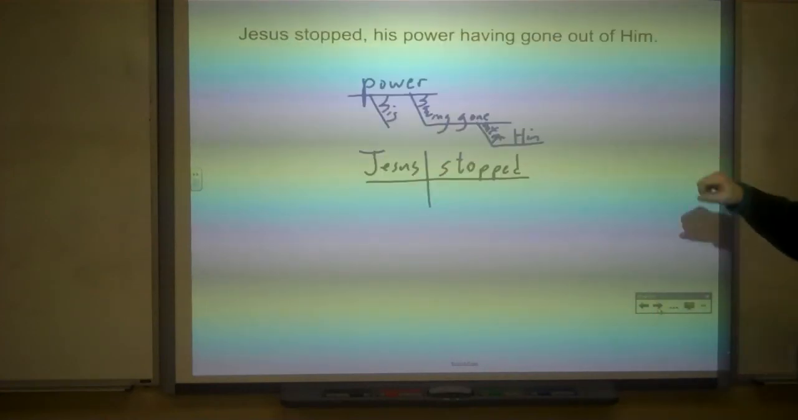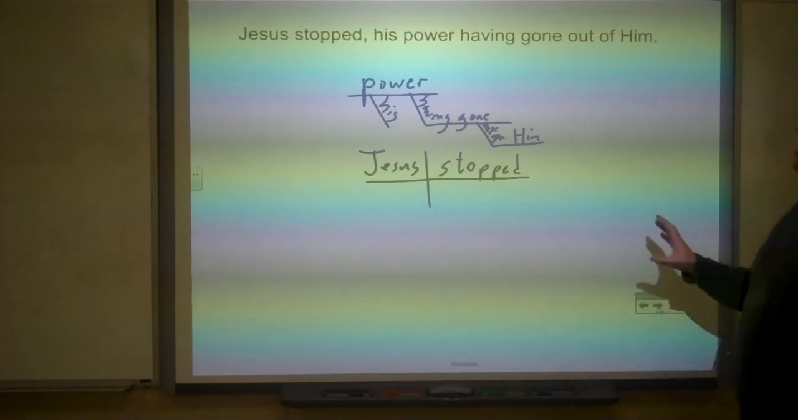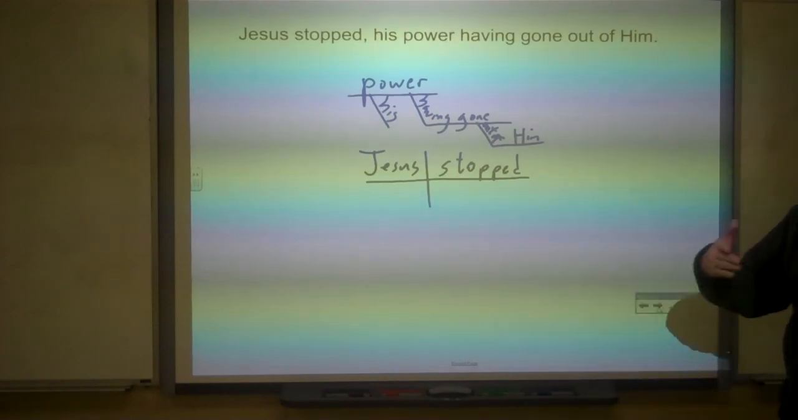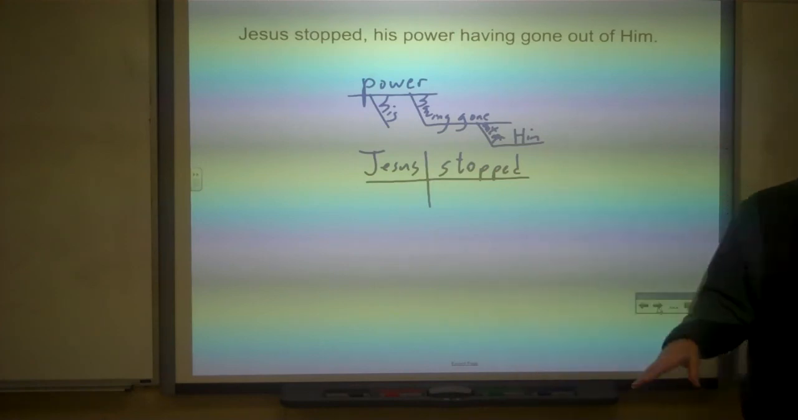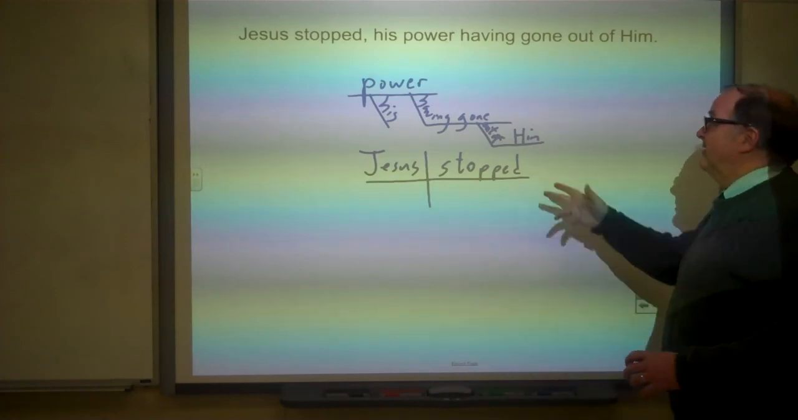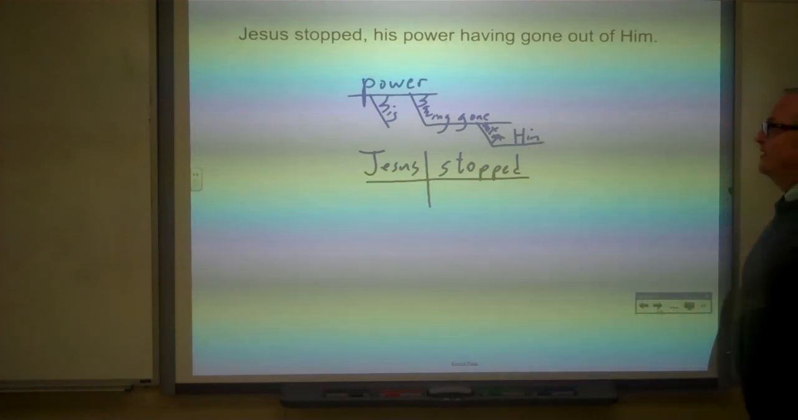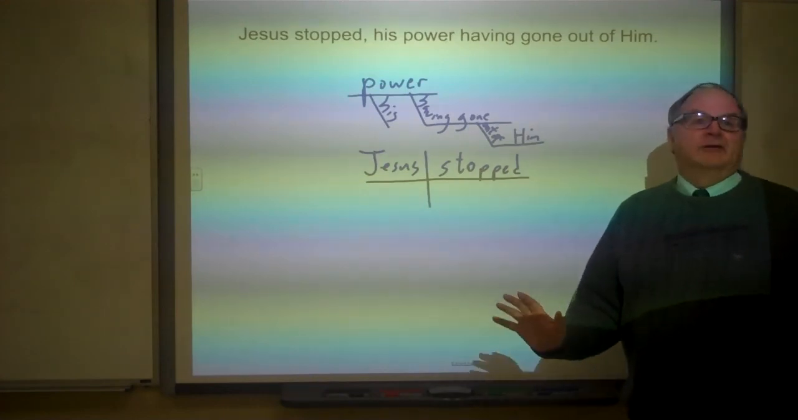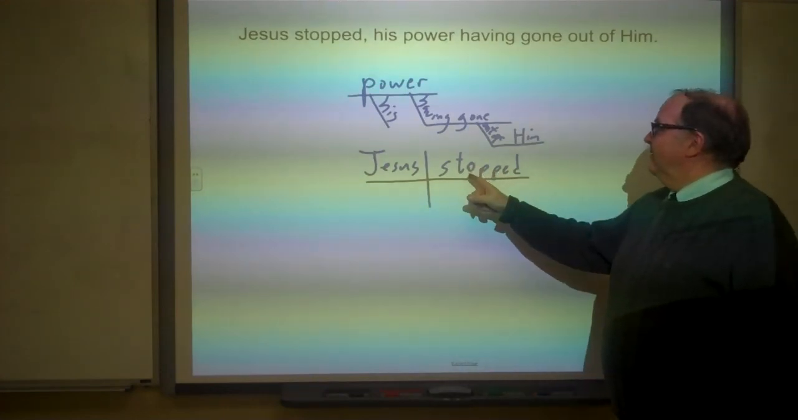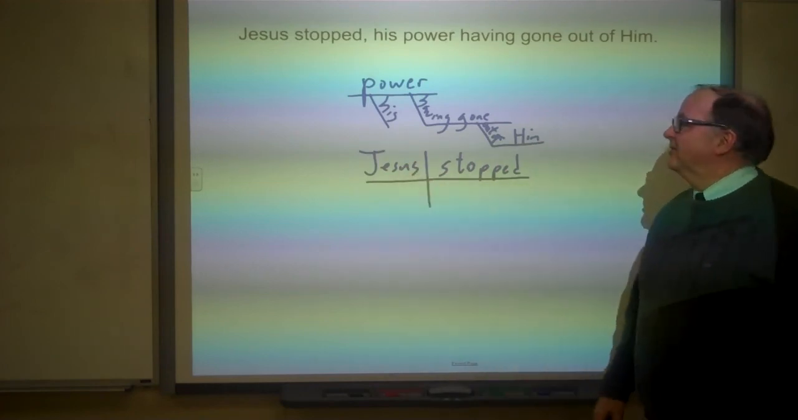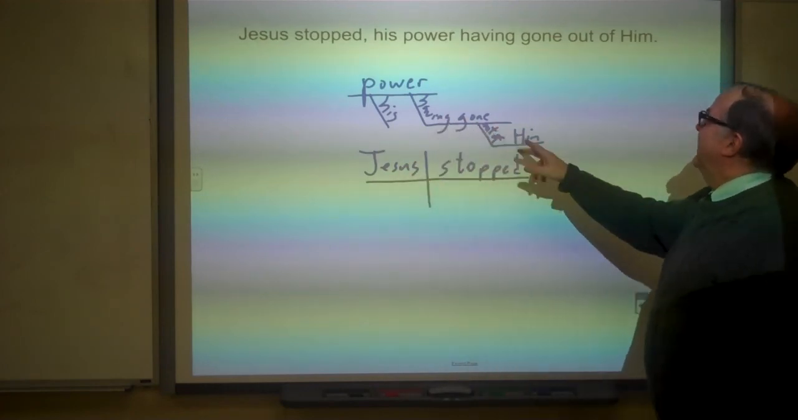Okay, here's a second one. Jesus stopped, his power having gone out of him. Remember, nominative absolutes are usually at the beginning of a sentence, but not always. So in this case, the nominative absolute is at the end. Jesus stopped is the main sentence. The verb is stopped. Jesus is the subject, and then his power having gone out of him.